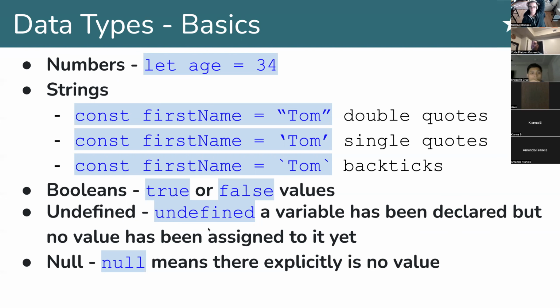Let's see. So undefined is a variable that has been declared, but no value has been assigned. I demonstrated that. And then null means there is explicitly no value. So undefined is not the same as null. They both mean that something is not there, but undefined means that no one's put anything there yet. Null is explicitly saying that there is nothing there.